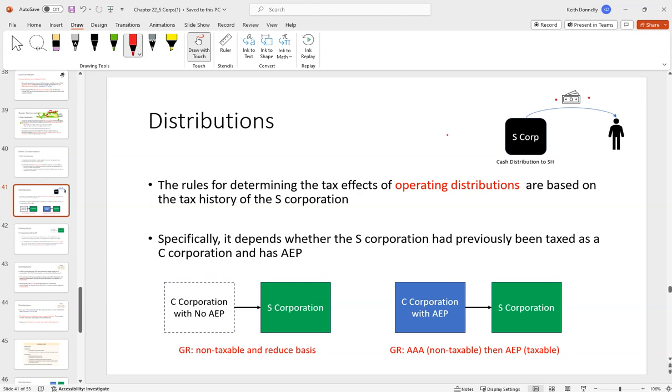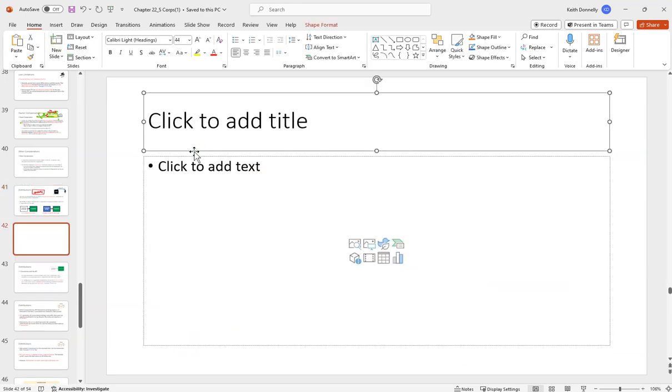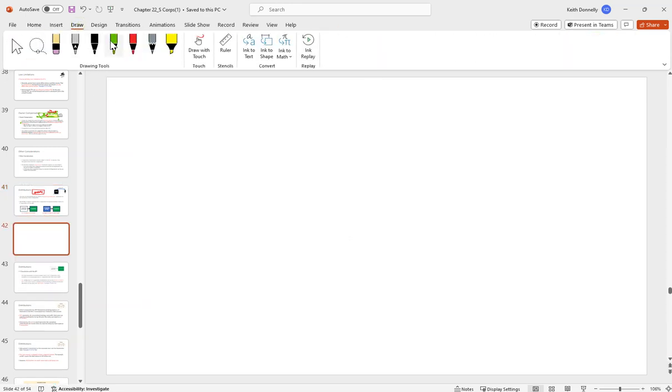The idea here is it's not just the general rule. It's not like it's always this or always that. What you have to do is go back to the past and look to the history of the S corp. In other words, was the S corp previously taxed as a C corp and does it have something called accumulated earnings and profits? There are basically two setups when we look at history here.